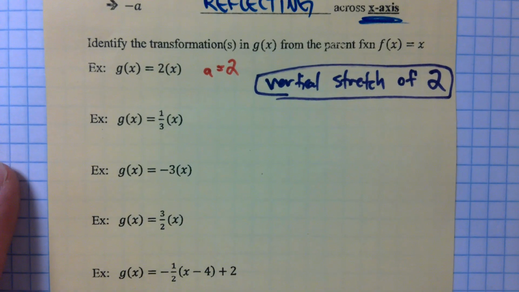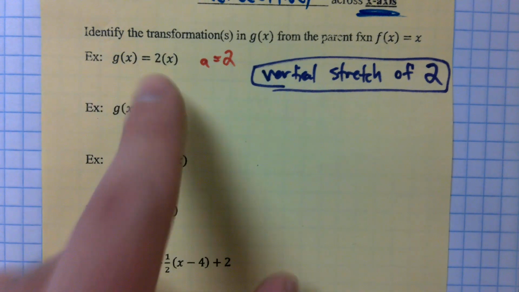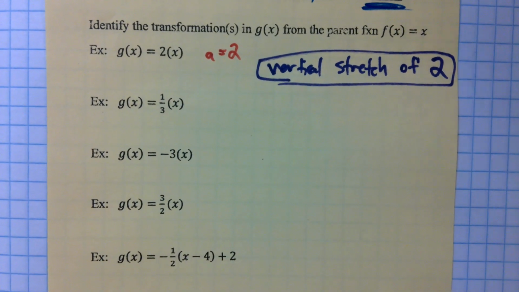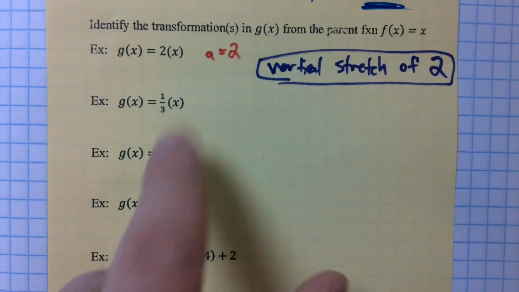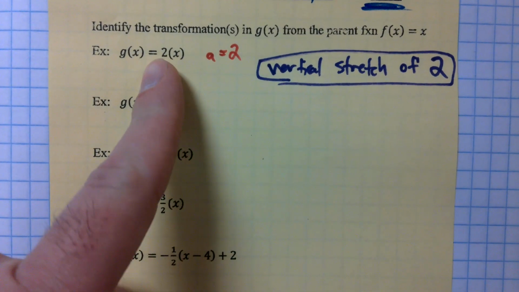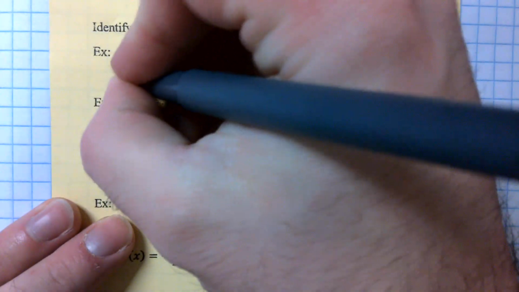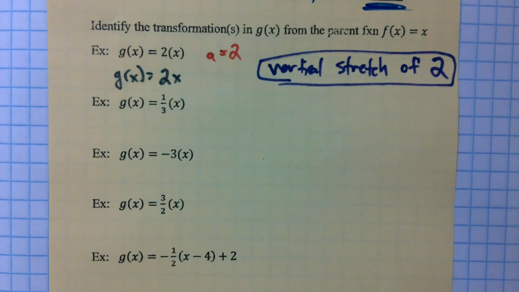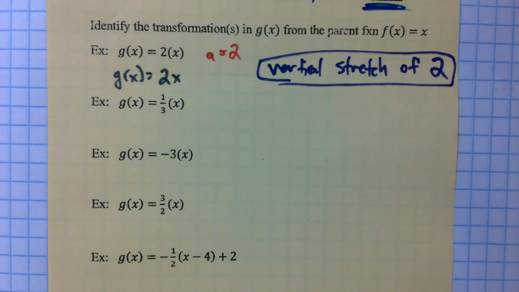That's the transformation I can identify based on this. g of x is equal to 2 times x. Now you're not always going to see the parentheses. Sometimes you'll see it written like this: g of x equals 2x. Same thing, right? It's not being added or subtracted, so it can't be an h or a k value. That means it must be an a value, all right?